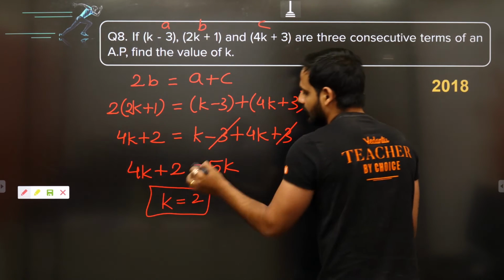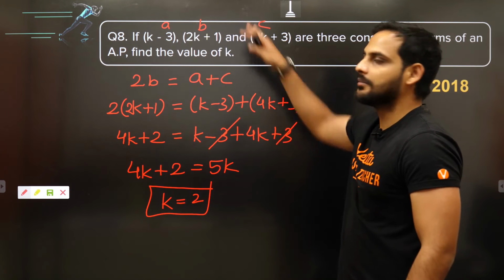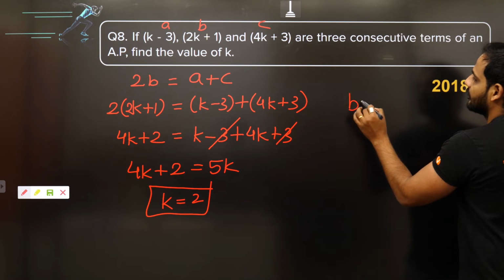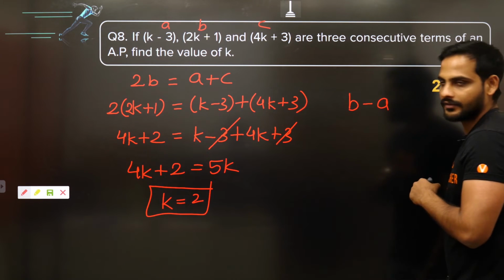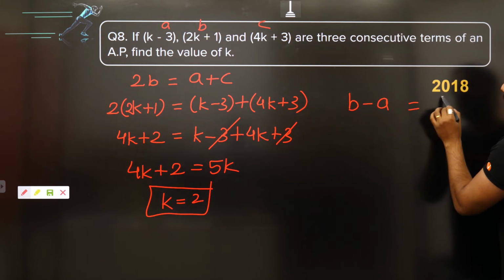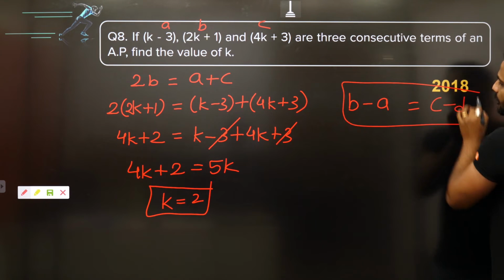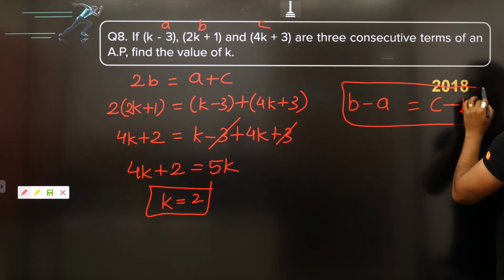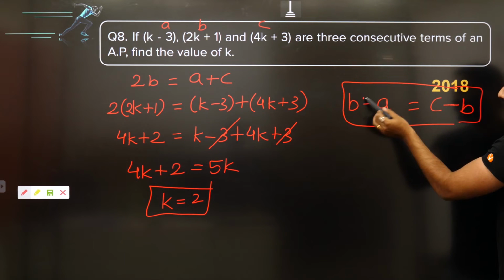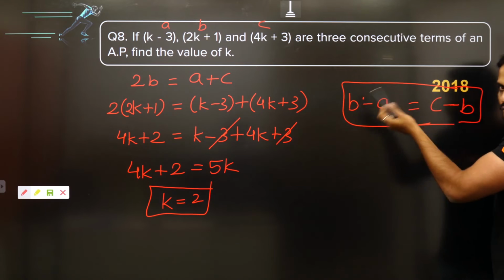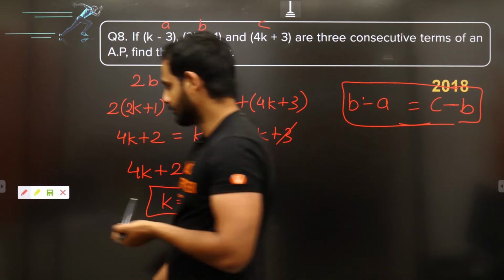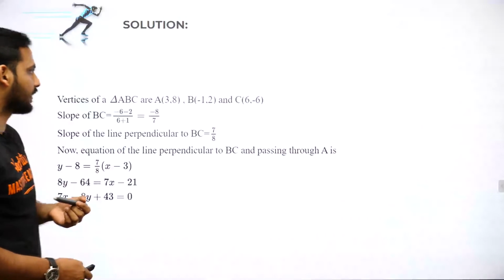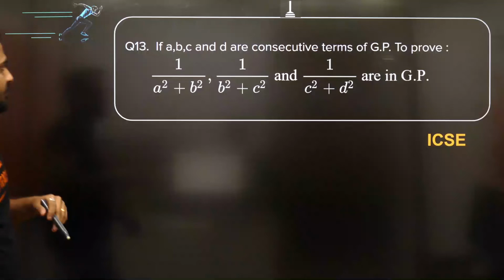So simple. Another way you can do it: if A, B and C are in AP, the common difference should be the same. The common difference can be written as B minus A, and it can also be written as C minus B. So using this equation also you can solve. With minus B shifted here and minus A shifted here, 2B is equal to C plus A, the same thing we are getting here. So k is equal to 2 we have got. Let's move to the next question.